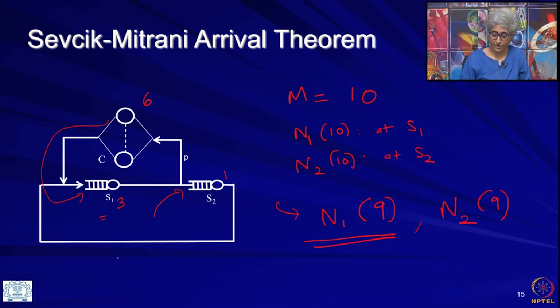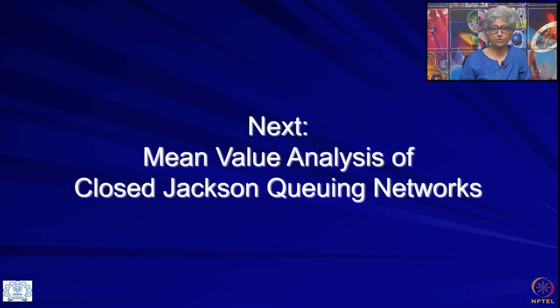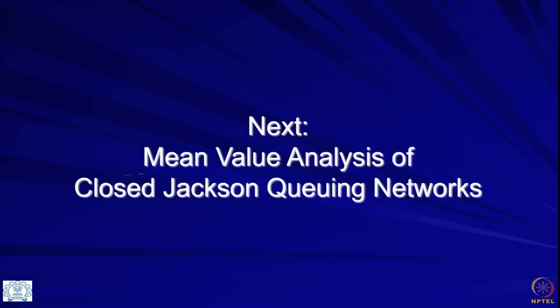So, this is something that allows us a very elegant way to analyze closed queuing networks, and that is what we will look at in the next lecture. We will be doing a method called mean value analysis, which uses the Sevcik-Mitrani theorem to analyze and get all the steady state metrics of closed Jackson queuing networks. Thank you.